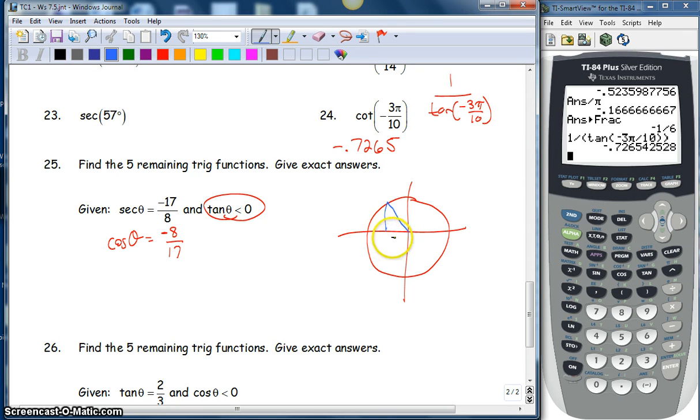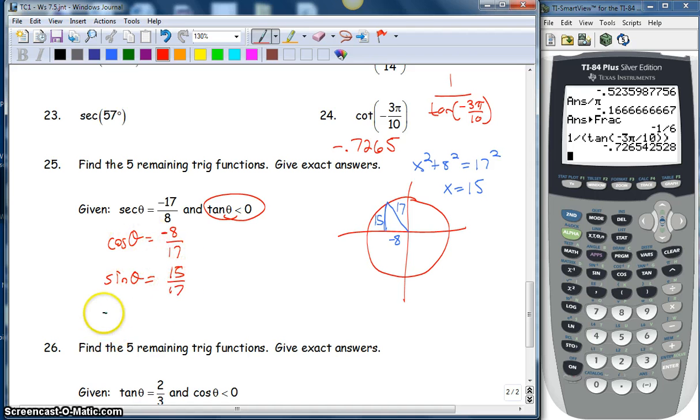And I know that cosine is negative 8 is the x, and then the hypotenuse is 17. To get this missing piece, you can use Pythagorean theorem. And I'm just using positive values because when you square it, it becomes positive anyway. You should get x is 15. Look on your diagram. The sign is positive, so it is a positive 15. Now we can get the rest of our trig functions. We have the trig function of sine being 15 over 17.